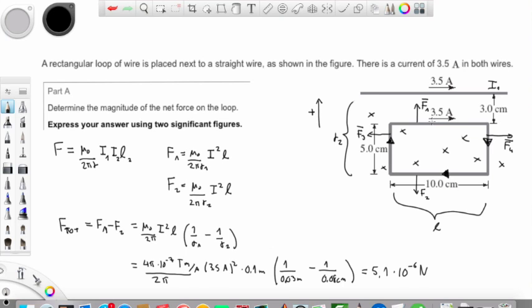The current is the same both here and here, but because this one is closer, the attractive force must be larger than the repulsive force.